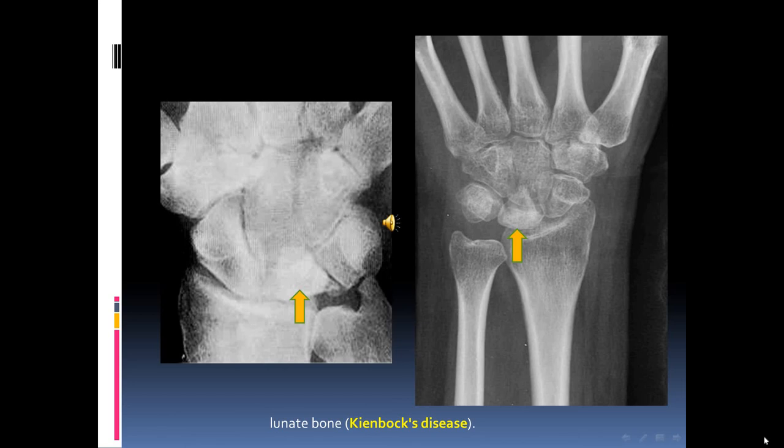The lunate bone is also affected by the same mechanism of osteonecrosis. In the beginning there will be devascularization and fragmentation, sometimes even sclerosis. This is an example of osteonecrosis of the lunate bone, which is very dense in these images. And you can see the marker just on the bone, which is abnormal. This disease is called Kienböck disease.